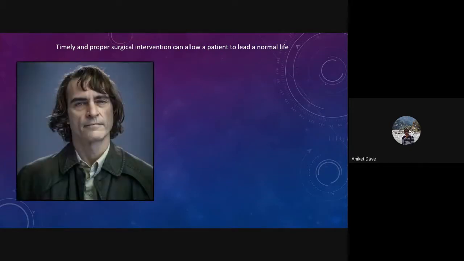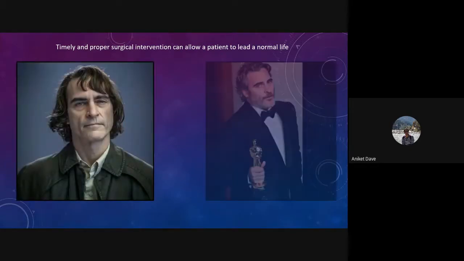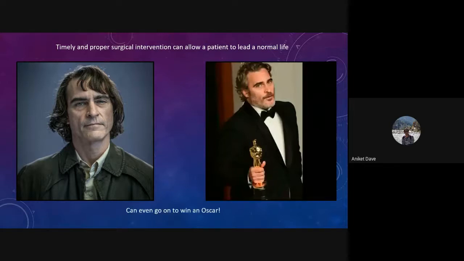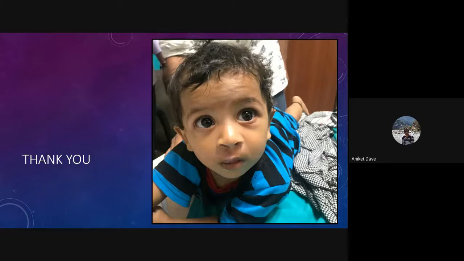And if you are this guy, Joaquin Phoenix, you can even go on to win an Oscar after having had a cleft lip surgery. Thank you very much.